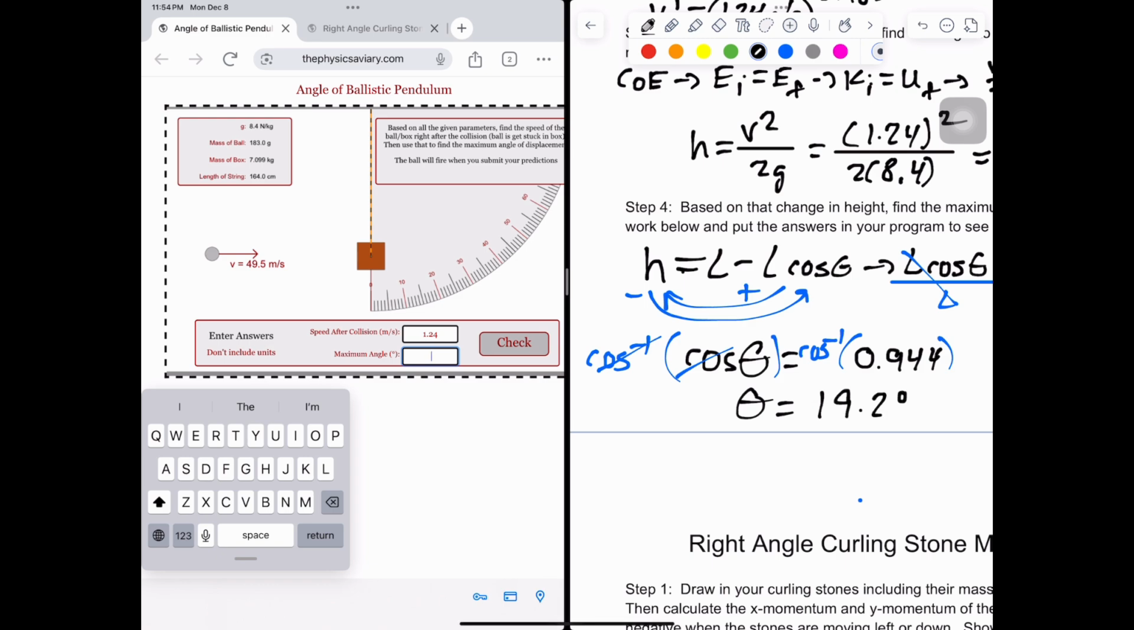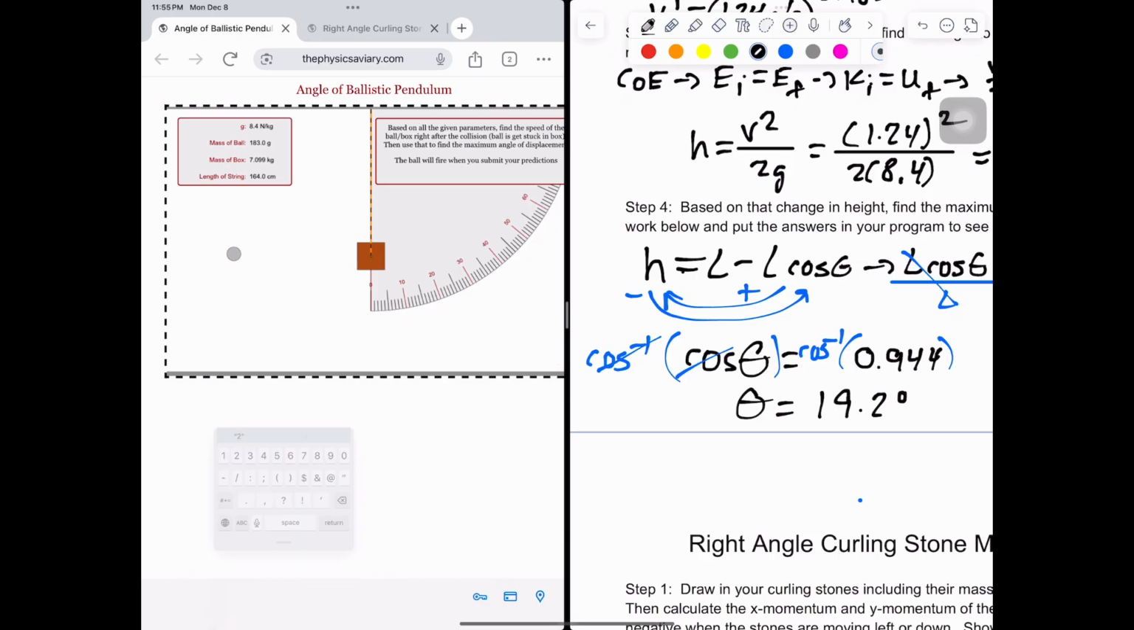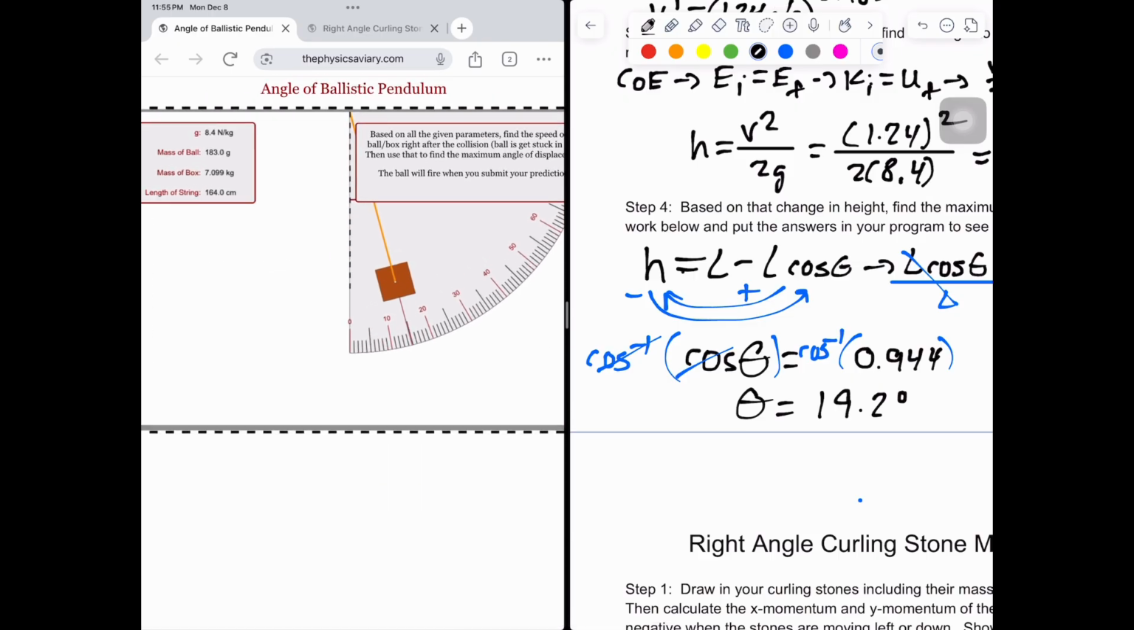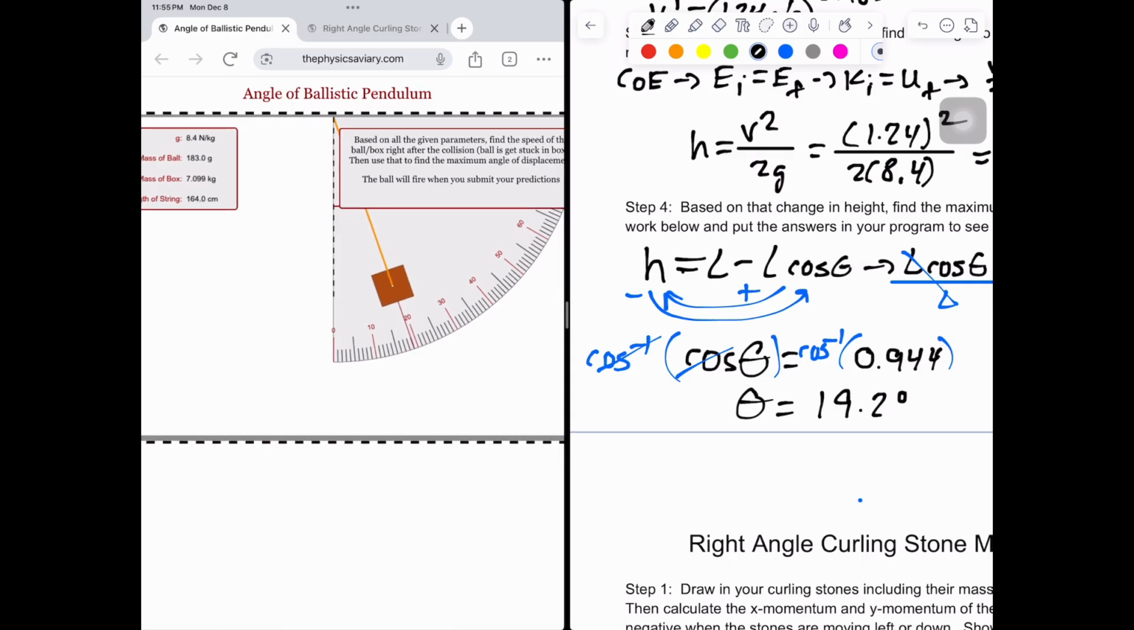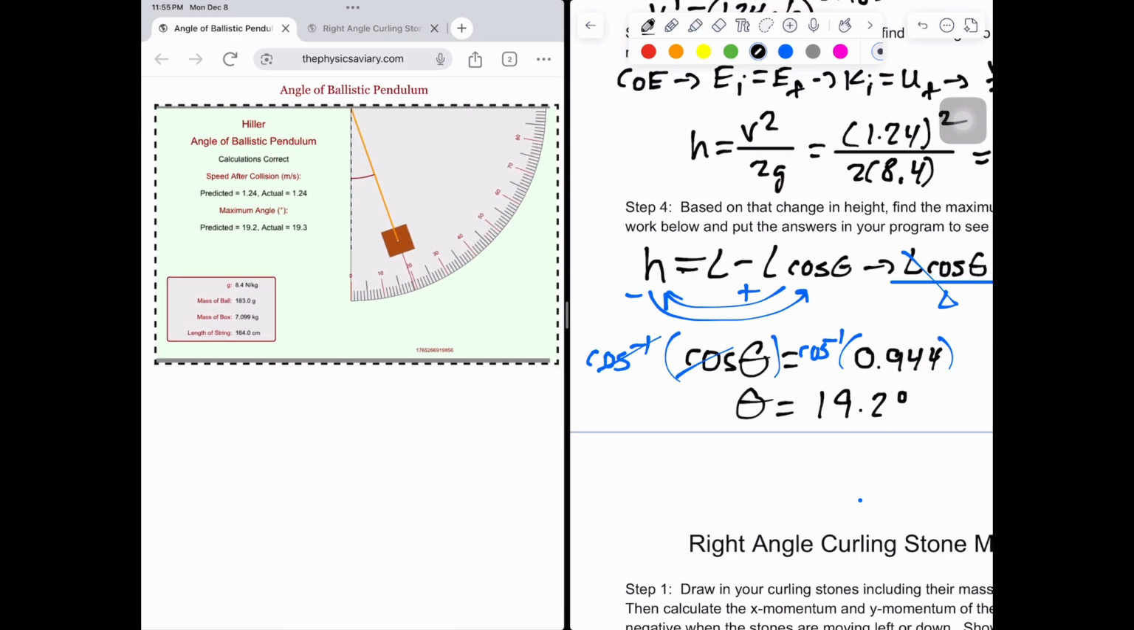I'm just going to double check my work one more time. Okay, the arc cosine of 0.944. Yeah, about 19.2, 19.3. Okay, so I'm going to enter that in. 0.2. All right, now I'm going to check, see how we did. It'll fire, it'll rise, and hopefully it'll rise to the angle you said it will. And mine did. Mine rose a little over 19 degrees.